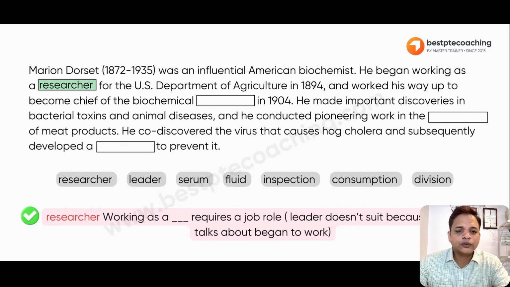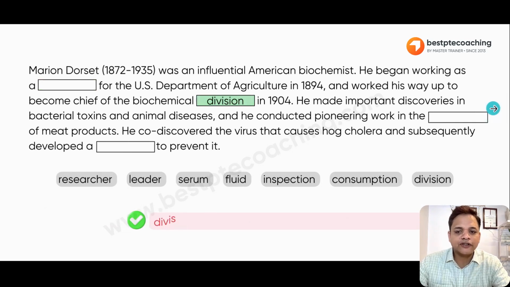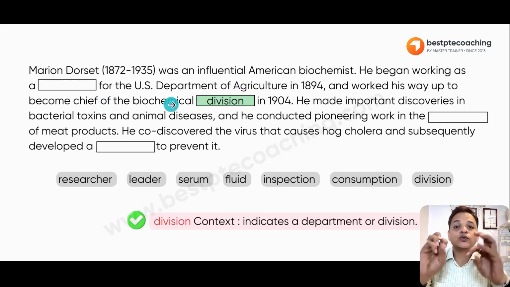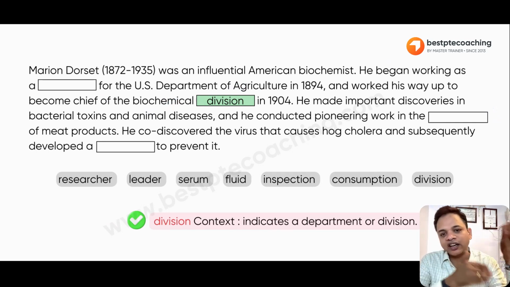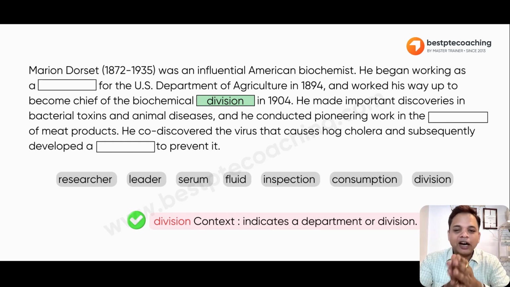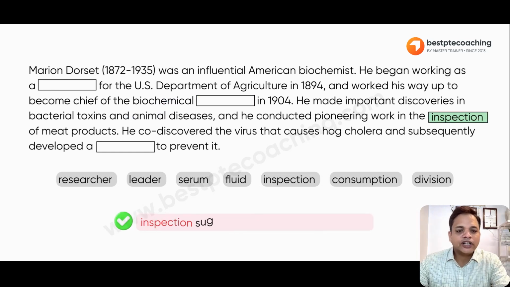Next one. He worked his way up to become chief of biochemical department or division. Biochemical is what? Adjective, right? Biochemical blank in 1904. Biochemical department or division. Biochemical is acting like an adjective. For example, you say Chinese food. Chinese is acting like what? Adjective. Food is noun. Yes. Now then the other one.